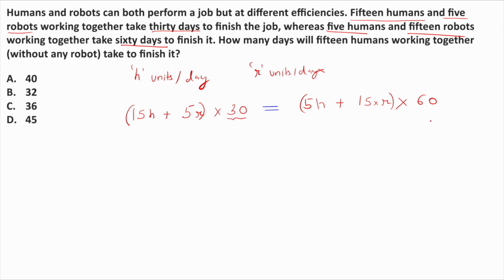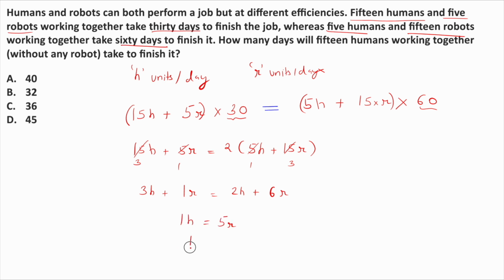So let's cancel out 30 and 30. 15h plus 5r is equal to, this will be twice of 5h plus 15r. We can again cancel out a 5 throughout. So here I will get 3, here I will get 1, here I will get 1 and here I will get 3. So 3h plus 1r will be equal to 2h plus 2 3s are 6r. Subtracting 2h from both sides and also r from both sides, I will get 1h is equal to 5r. That gives me the efficiency of humans upon robots is 5:1, or h by r is basically 5:1.